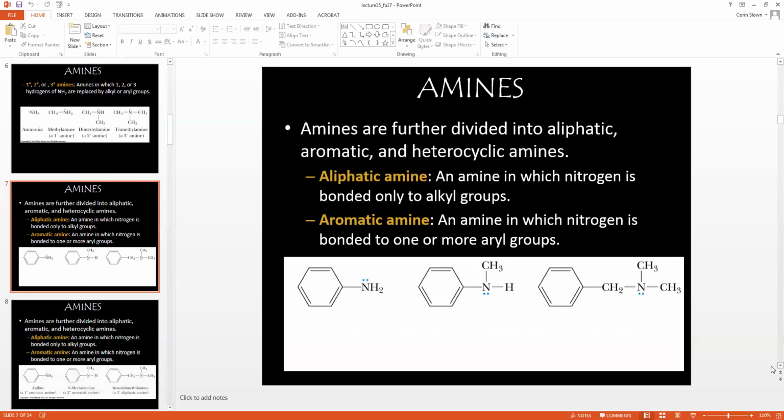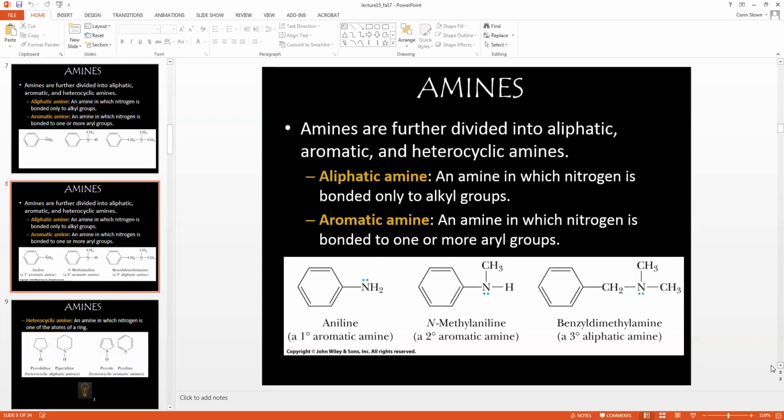We also then further divide amines into aliphatic, aromatic, and heterocyclic amines. So an aliphatic amine is an amine in which the nitrogen is bonded only to alkyl groups. An aromatic amine is an amine in which the nitrogen is bonded to one or more aryl groups. So if we take a look, we have aniline, N-methylaniline, and benzyl dimethylamine, which is a tertiary aliphatic amine. You can see the aromatic amine as well as a primary aromatic amine.